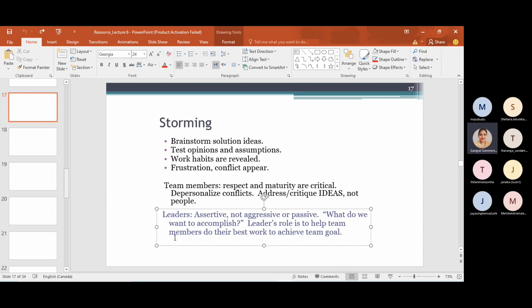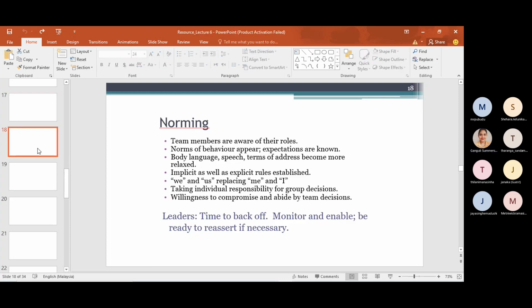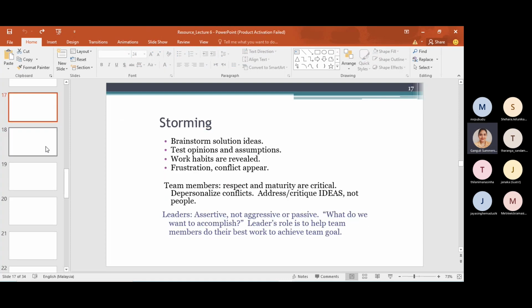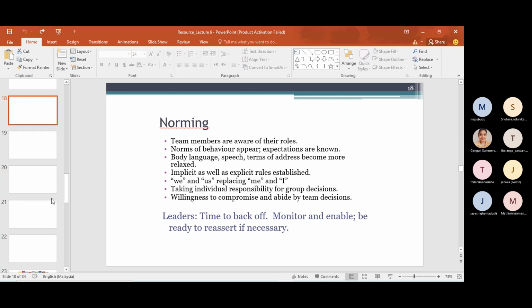And you should help your team members to give their best and achieve the team goal. And that's about the storming stage. And now, what happens in the norming stage? So the norming stage is the third stage, right?